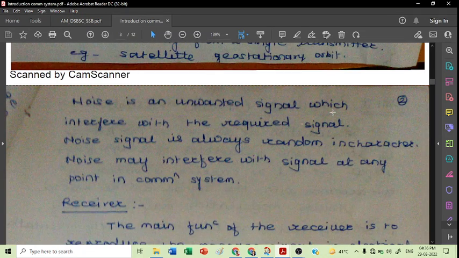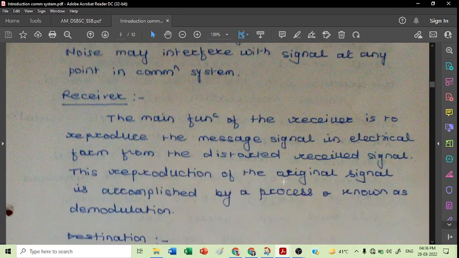Noise is an unwanted signal which interferes with the required signal. We never want noise. Noise is an unwanted, undesirable signal. Noise signal is always random in character. Noise may interfere with signal at any point in communication system.